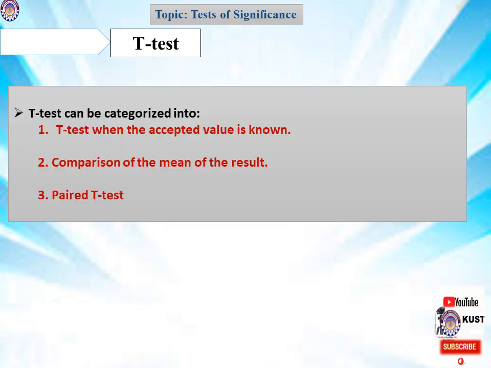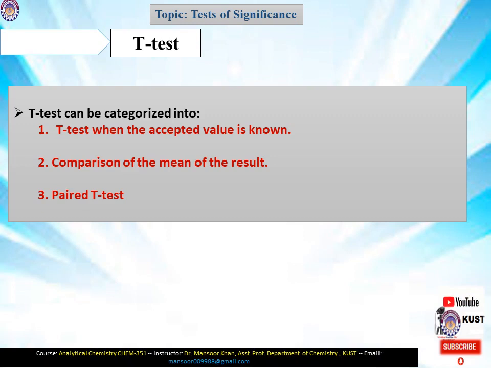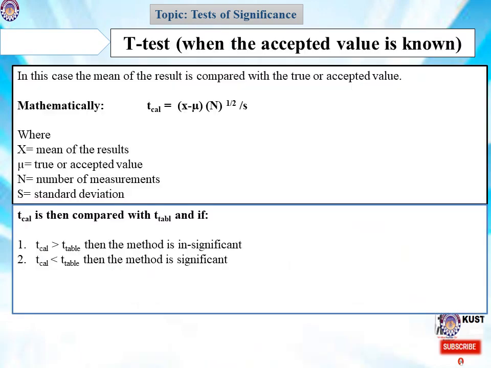The t-test can be categorized into the t-test when the accepted value is present, comparison of the mean of the results, and the paired t-test. So we can calculate the t value by using different equations which are used in different situations. Now the first t-test is when the accepted value is present. In this case, the mean of the result is compared with the true or accepted value.